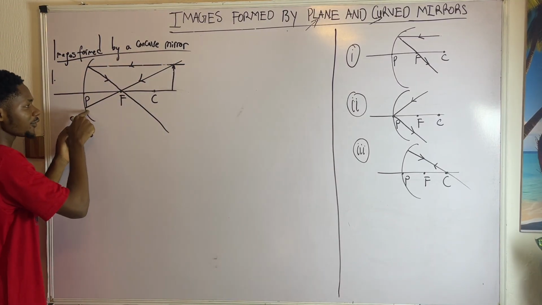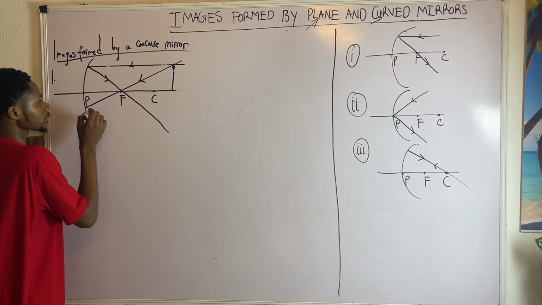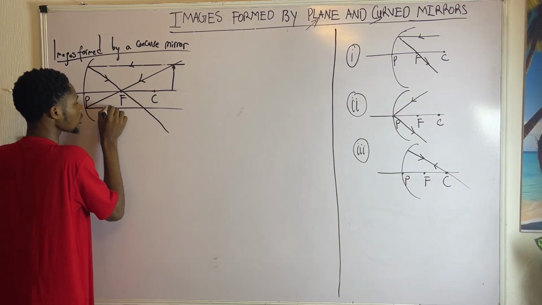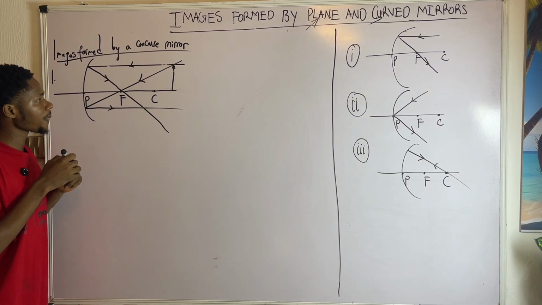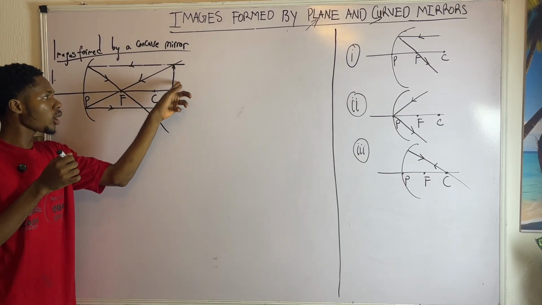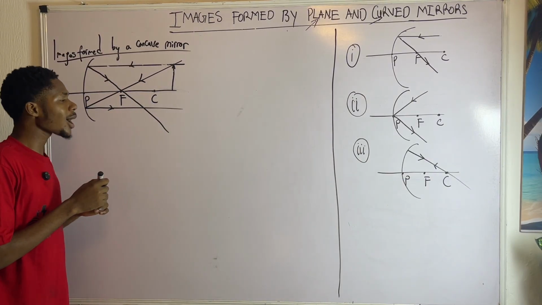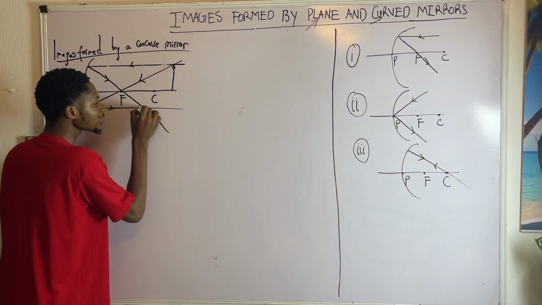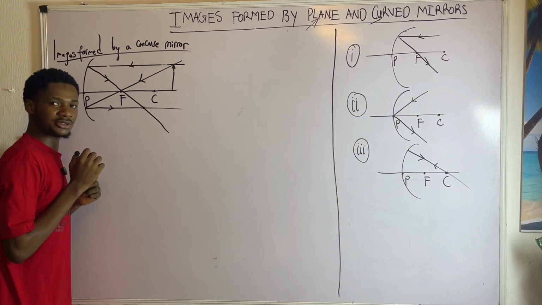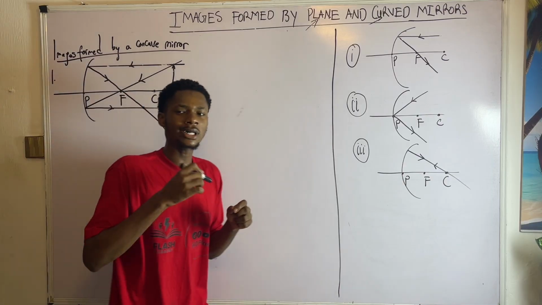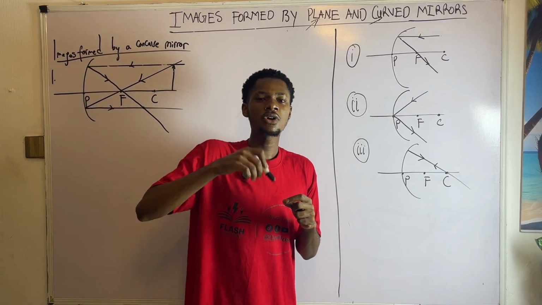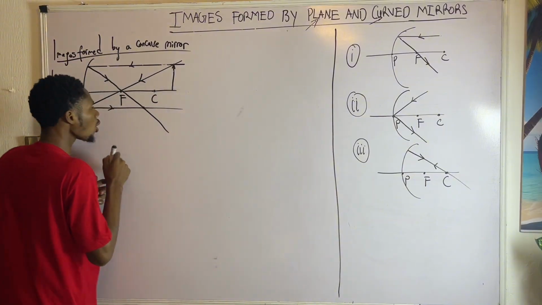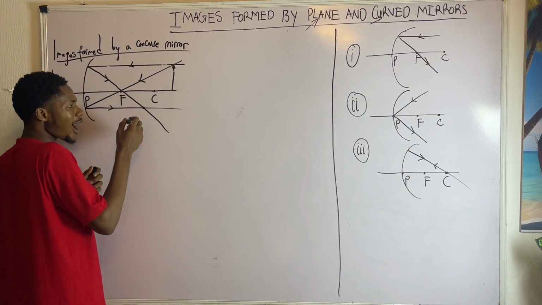So once it passes through F, it's going to reflect parallel to the axis, like this. Now here is the image. This is the object, but where is the image? What we are going to notice is that the two rays of light intersect here at this point. It is the point at which the rays of light intersect that the image is formed. So at this point where they intersect, we are going to have an image.